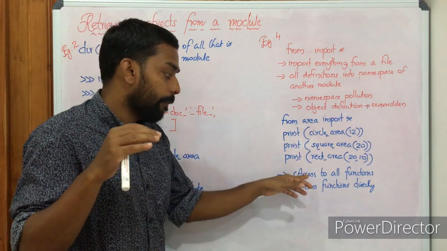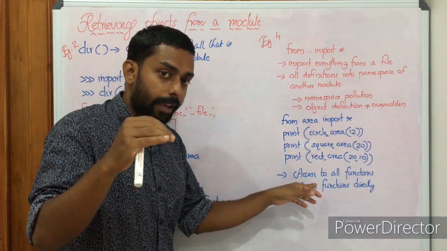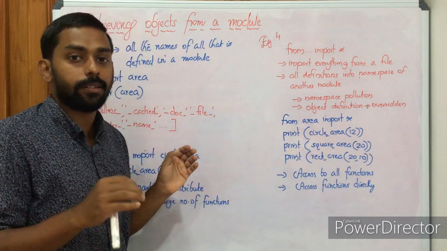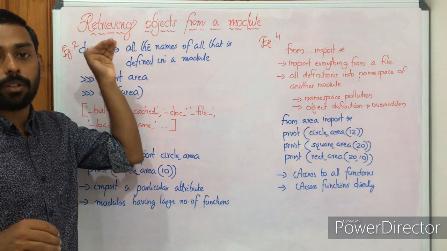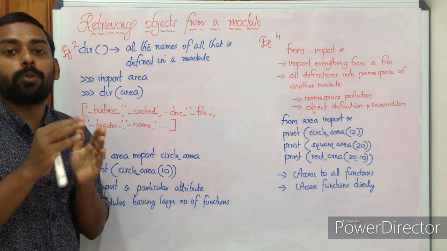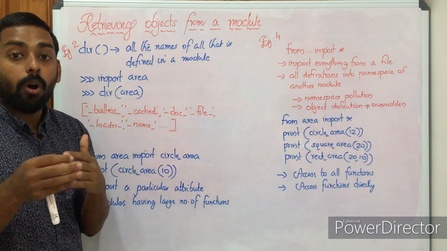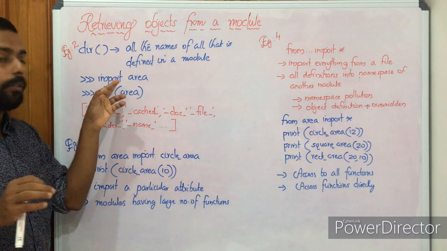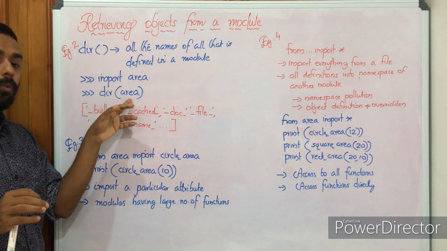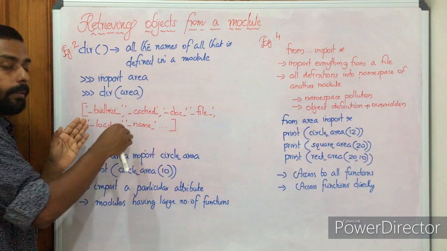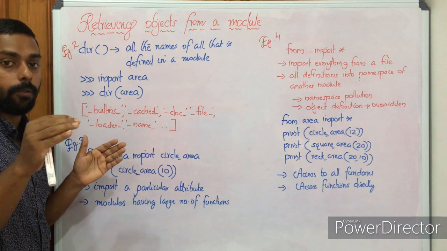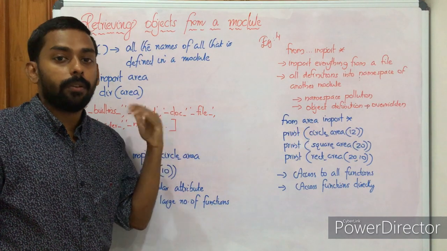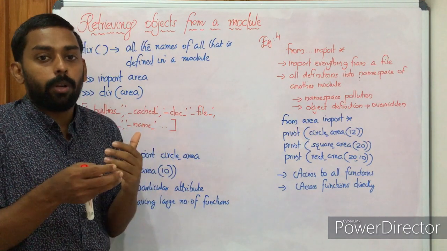Anyway, we get access to all the functions, plus we can call the functions directly. Plus we have the function dir, and when we apply it to a module, it lists all the objects present in that module. In this example, first we have imported area and passed area to the dir function, and these attributes or names will be printed out. So this is all about importing modules in Python.